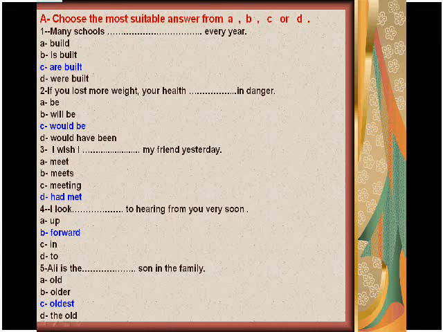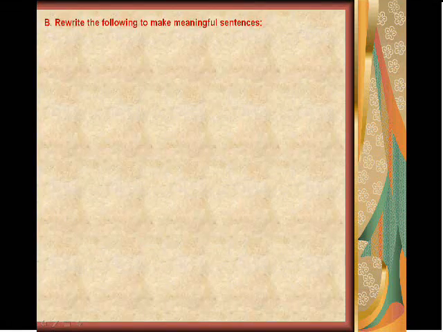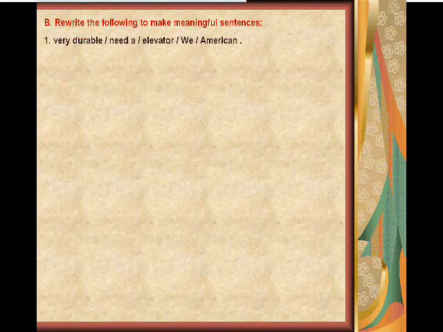Let's move on and see another type of question, which is rewrite the following to make a meaningful sentence. I think you had such a question last year, so it's not going to be so difficult for you, where you have some sentences, some words, and you have to just very easily arrange them to form suitable sentences. Like number 1, very durable, need a elevator, we American.